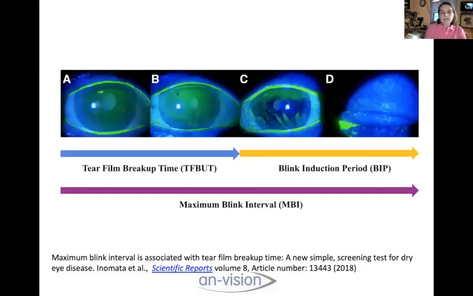Then again, this is still how it naturally works. Here is fluorescein placed on the cornea, and you wait without blinking, moving from left to right. Here the fluorescein layer is going to break, and when it breaks, there is blink induction. The maximum blink interval tells you when the tear film will be spread evenly over the cornea, and it's going to break, and then the eye blinks. This is how it should work.